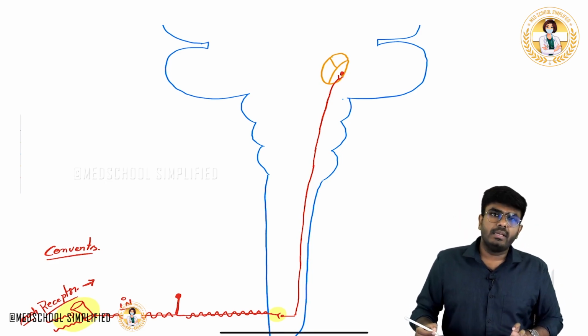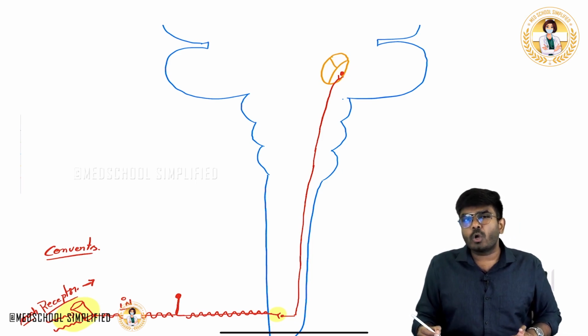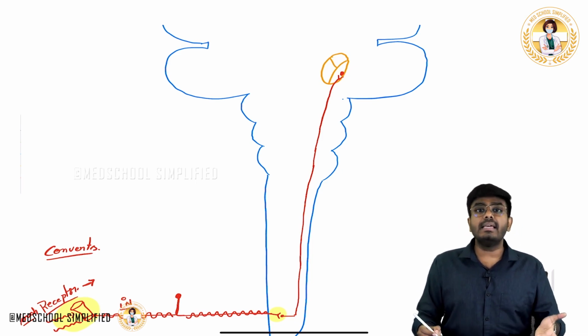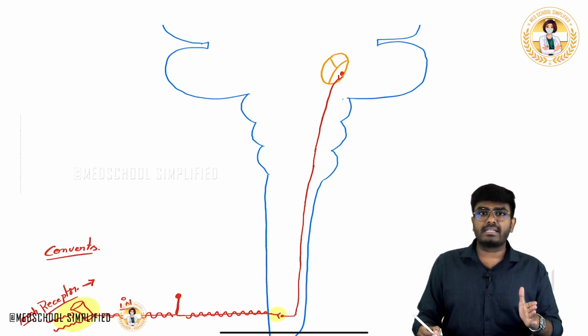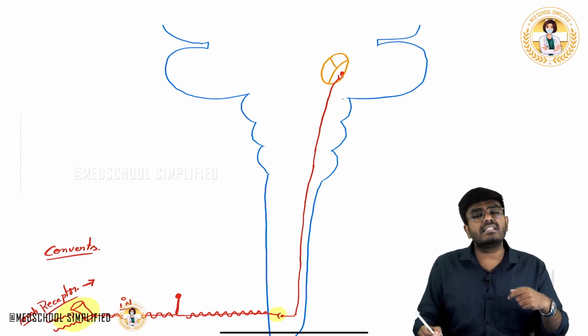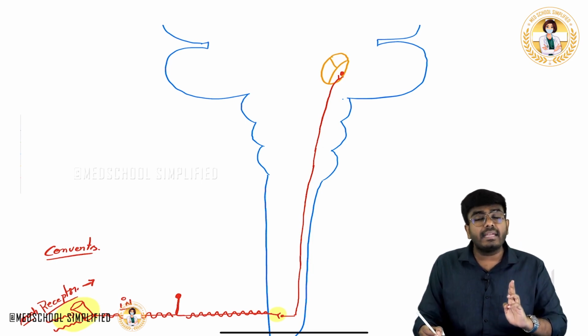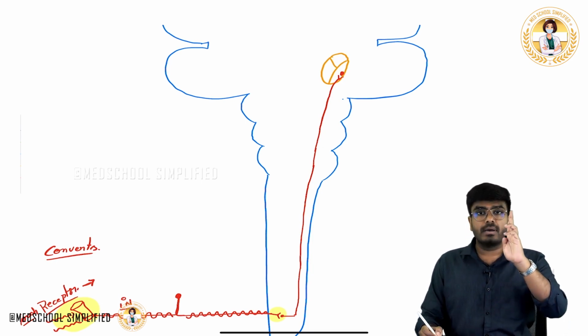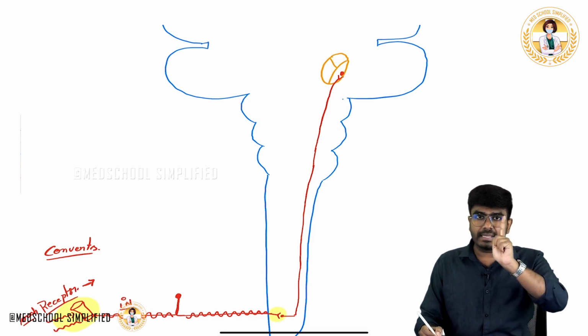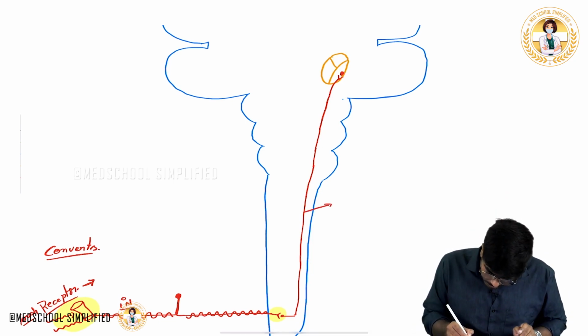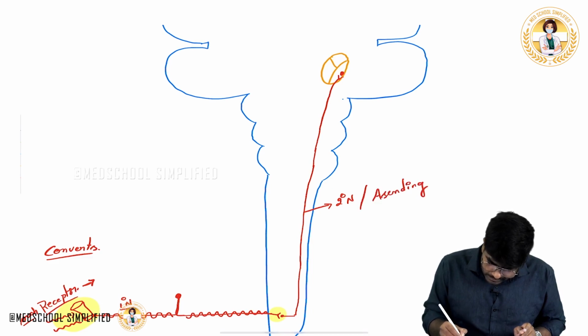Now just tell me, can we call the second order neuron an ascending tract? Yes. The ascending tracts which we have discussed previously are nothing but the second order neurons. Why? Because they are ascending, they are taking the sensation up in the spinal cord. So these second order neurons are called ascending tracts.